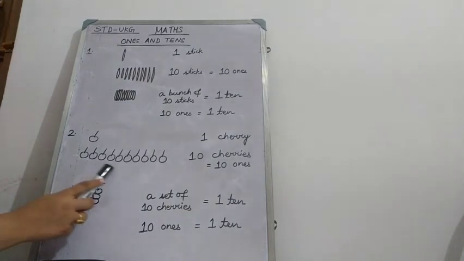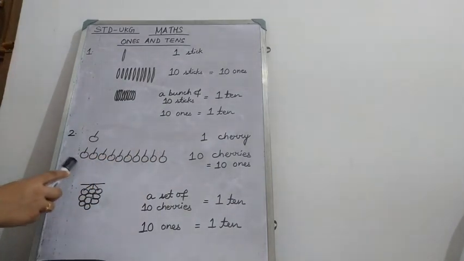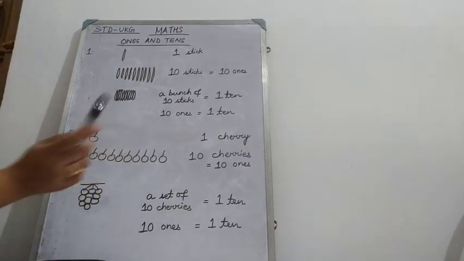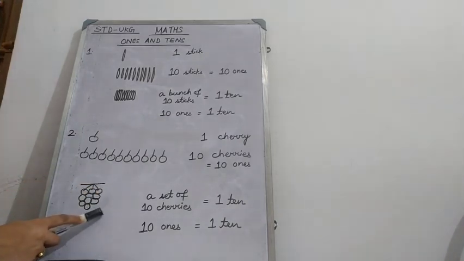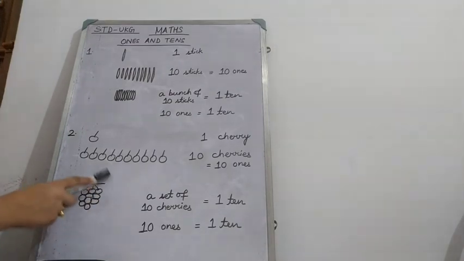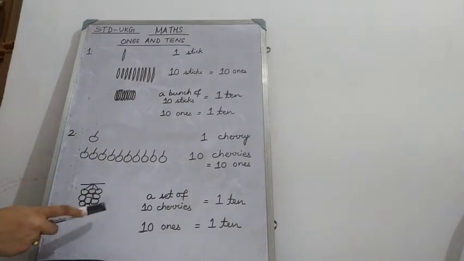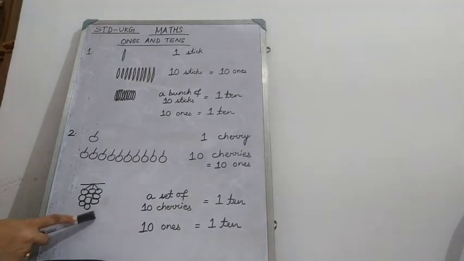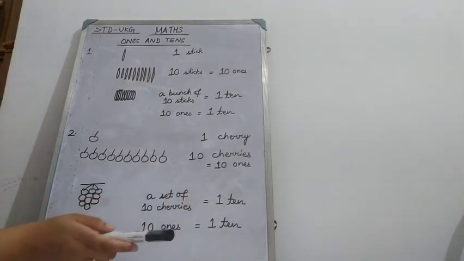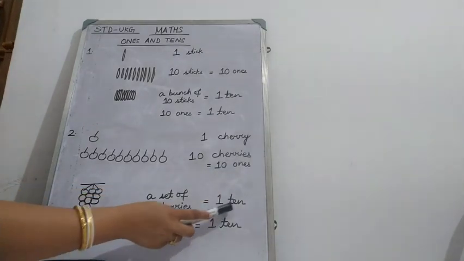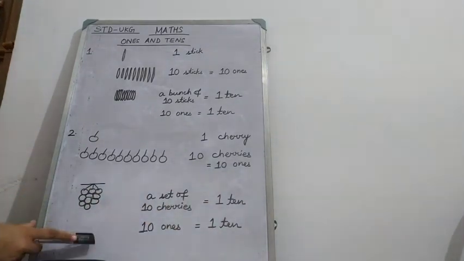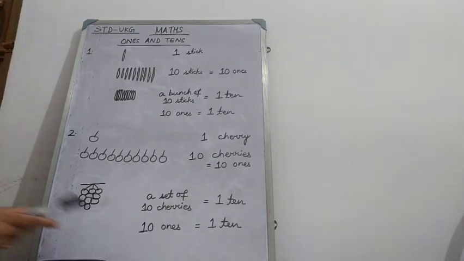Okay, so these cherries are kept separately. All the cherries are kept separately. Okay, in the third picture, what you can see, this is a set of 10 cherries. It means 1 ten. So 10 ones equal to 1 ten. This is the concept of ones and tens.